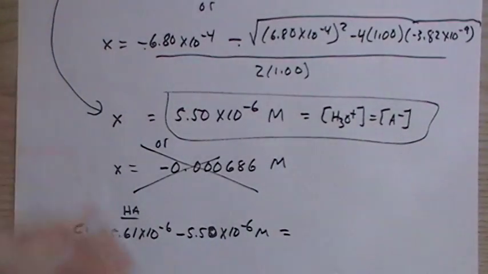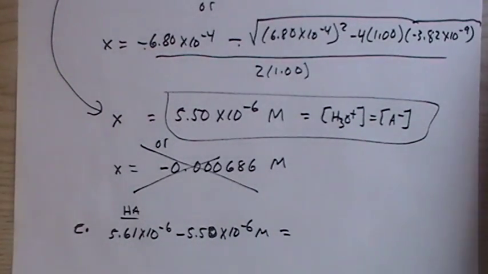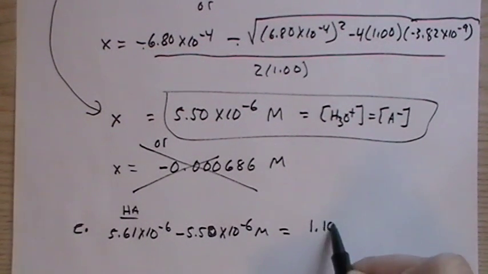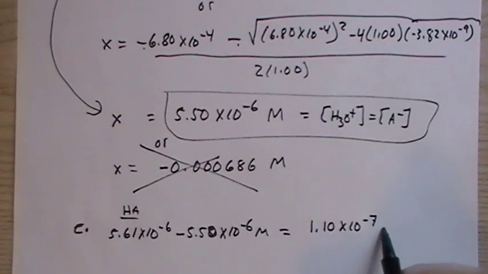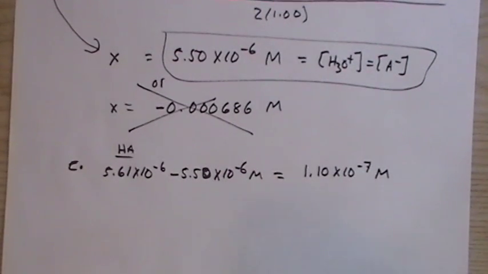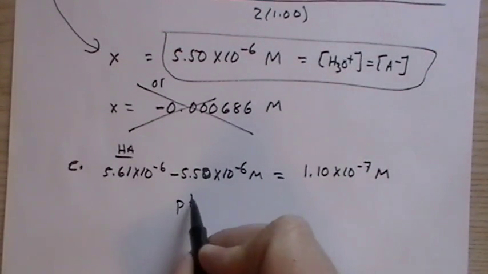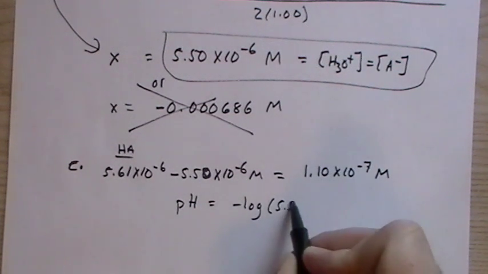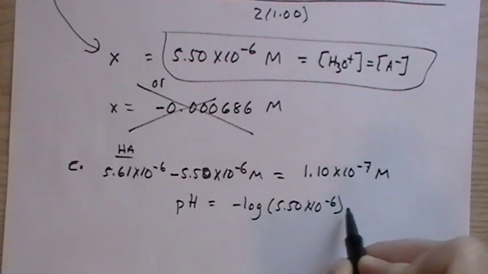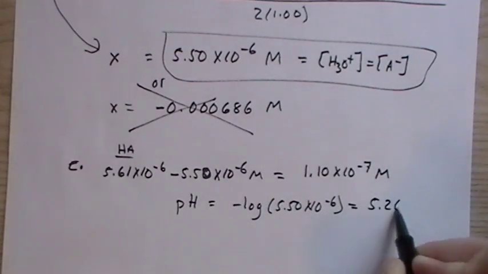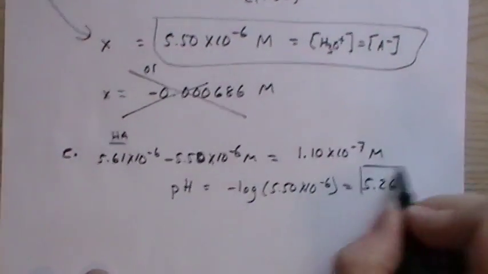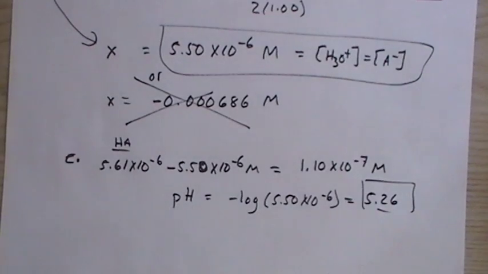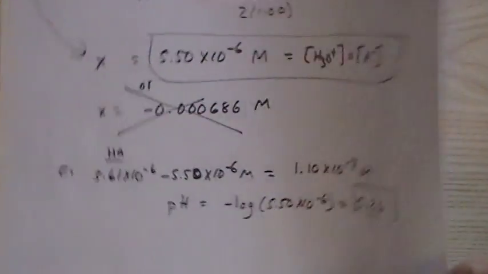This one turns out to be 1.10 times 10 to the minus 7 molar. And then also pH, which is going to be negative log of 5.50 times 10 to the minus 6, or 5.2. So a lot of work there, but that's how it is when you have to use the quadratic formula. So let's go on to the second one.